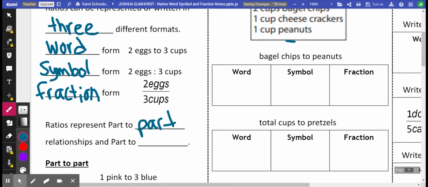There's also, within the comparison, ratios that can be represented as part to part comparisons. And then they also have part to total, or part to whole, relationships.